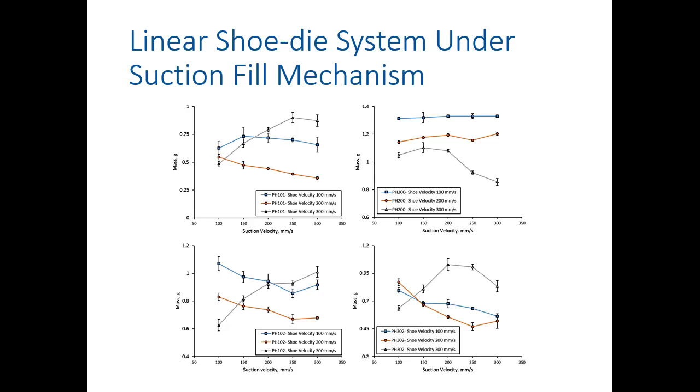So we can say that the shoe is providing the supply and the die is the demand in the process. If the supply is large enough and the demand is large enough, then we will have a larger mass delivered into the die. But if the supply is not large enough, no matter how much the demand is, still we will get a really limited amount of powder inside the die. So this gives the explanation that for any given shoe velocity, there exists an optimal suction velocity at which we get the maximum mass delivered into the die.